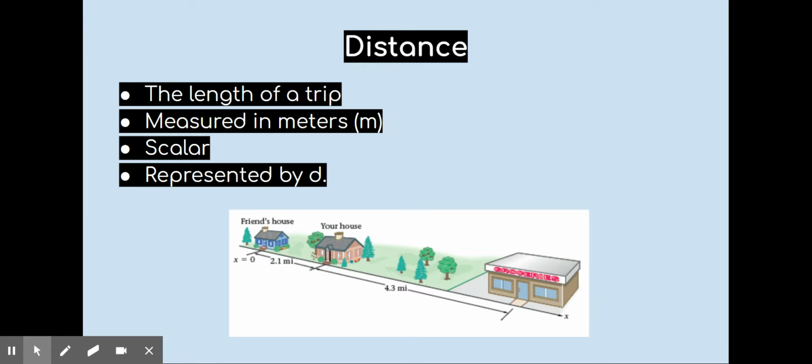Now that brings us to distance, which is the length of a trip. We're going to measure distance in meters, and it is scalar because it does not indicate a direction. It only tells us a value, a magnitude. And distance is represented by d.